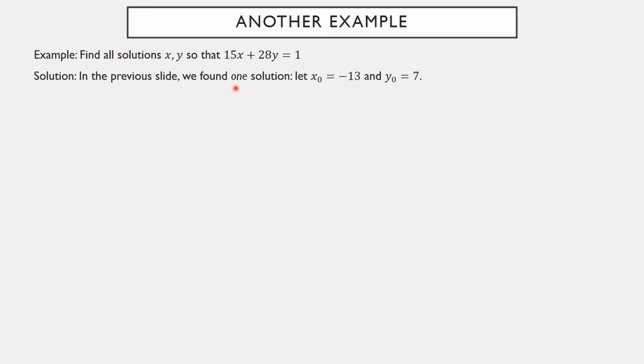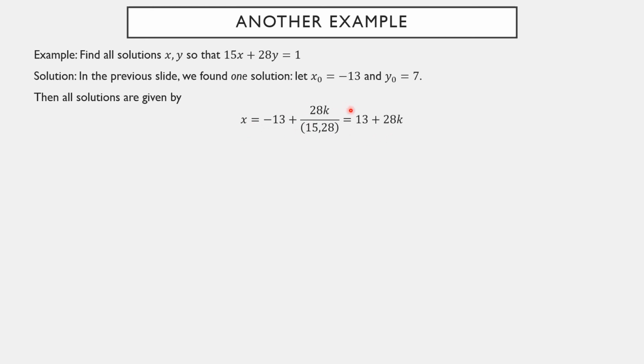But remember, if you know one solution, then all solutions are given by a pretty convenient formula. X is the one x value you found, negative 13, plus the other number, 28, times an arbitrary integer over the GCD of 15 and 28. But we already computed this GCD to be 1.